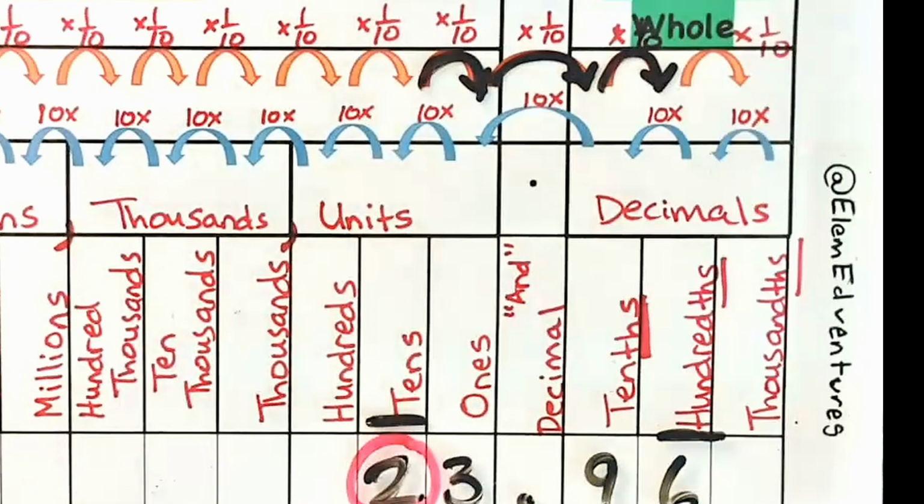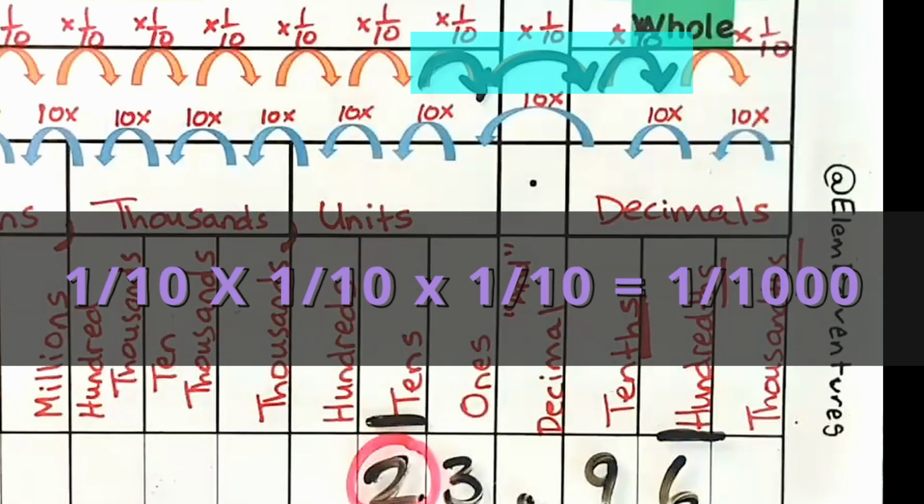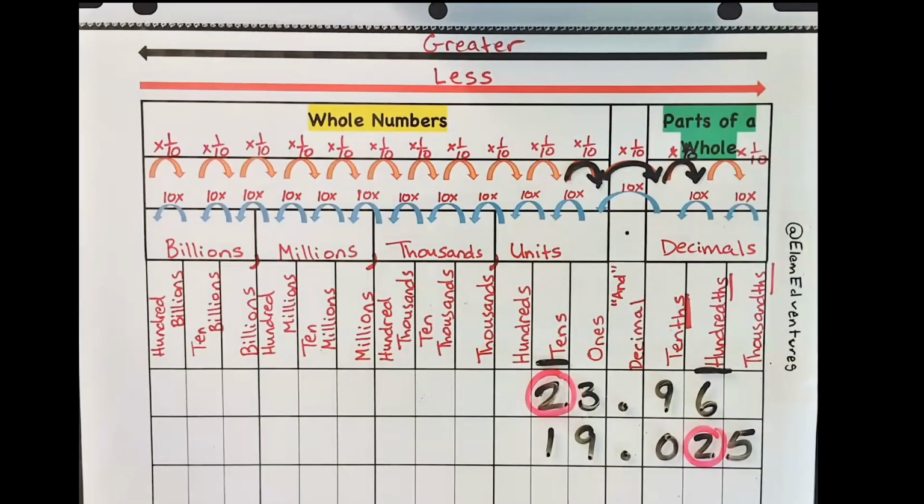This time, I had to trace 3 red arrows to get from the tens place to the hundredths place. That means I'm multiplying 1 over 10 times 1 over 10 times 1 over 10, which is equal to 1 over 1,000. This means that the 2 in 19 and 25 thousandths is 1,000 times less than the 2 in 23 and 96 hundredths.